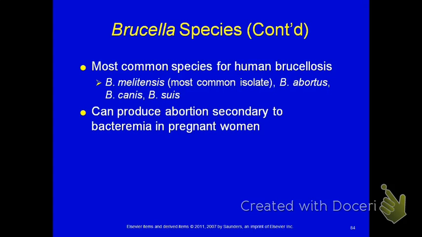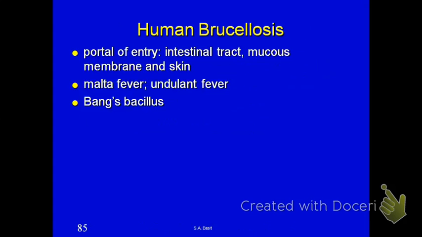Okay, so these are the most common species of Brucella. These include Brucella melitensis, which is commonly isolated in humans, Brucella abortus, Brucella canis, and Brucella suis. Once a pregnant woman has been infected with Brucella, this could result in abortion as a result of bacteremia. The portal of entry would include the intestinal tract if you ingest any animal-contaminated products, or the mucous membrane, or even the skin, by means of direct contact.